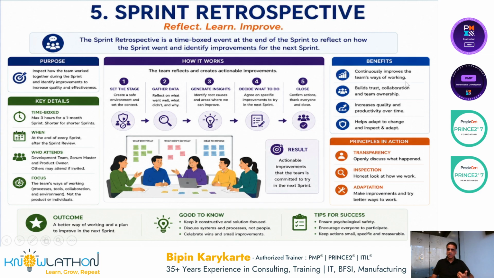The benefits are that this builds trust, collaboration, and team ownership, increases quality and productivity over time, and helps adapt to change, inspect and adapt. Transparency: openly discuss what happened. Inspection: an honest look at how we work. Adaptation: make improvements and try better ways to work. So these are the objectives, and this is how the sprint retrospective works.